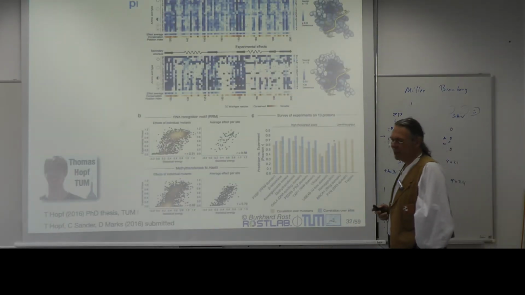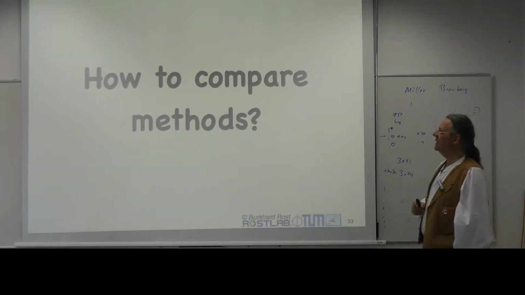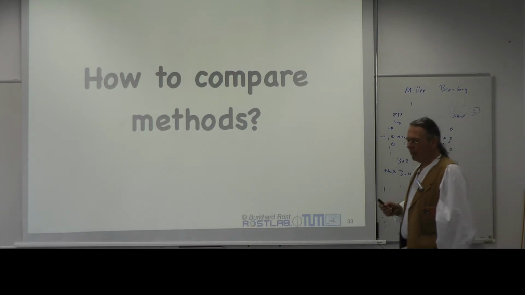The problem with that method is it takes a lot of time. It is not easily run for all proteins because it needs huge alignments. How do we compare methods?